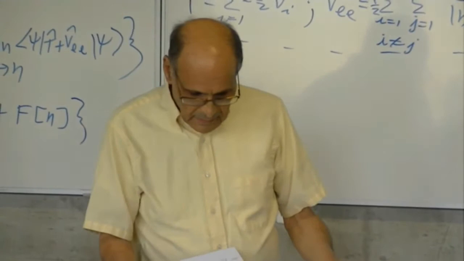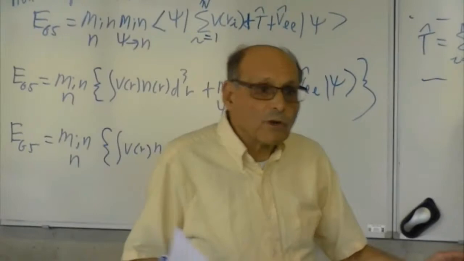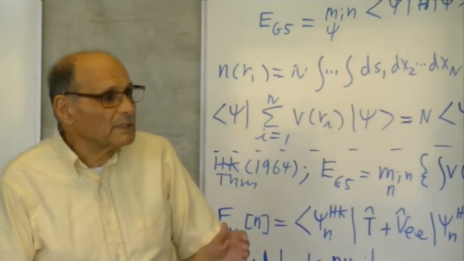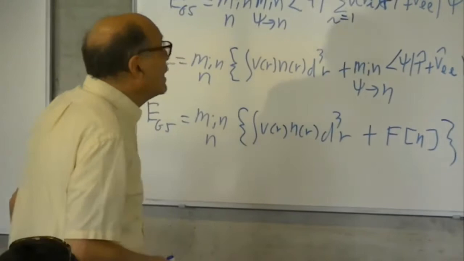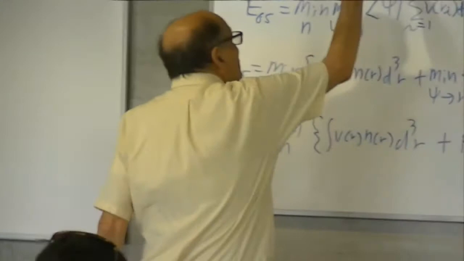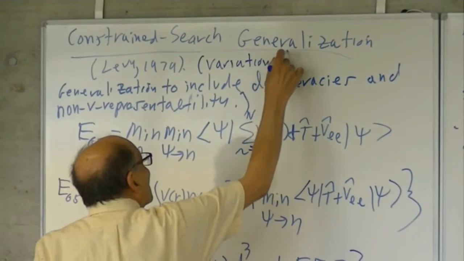Now, if one looks at the original Hohenberg-Kohn approach, the first thing they point out is that if you're given a ground state, it determines all the properties of the system, and then they derive the variational part of it. So this is, of course, the variational part of the theory.